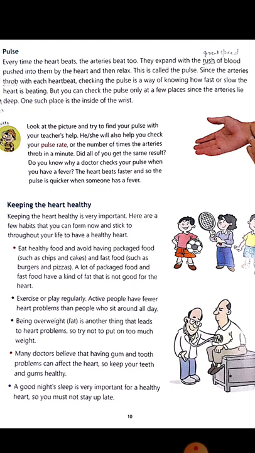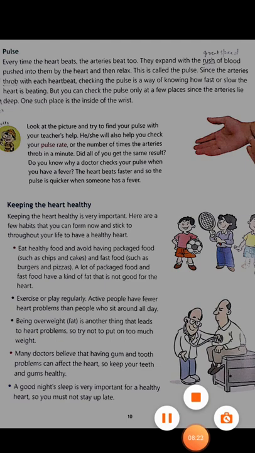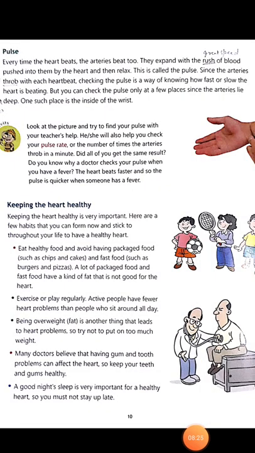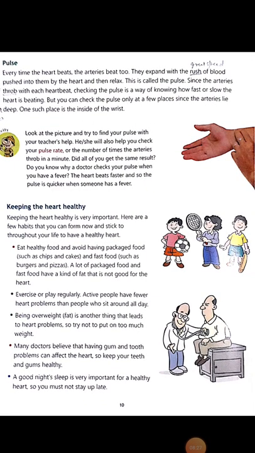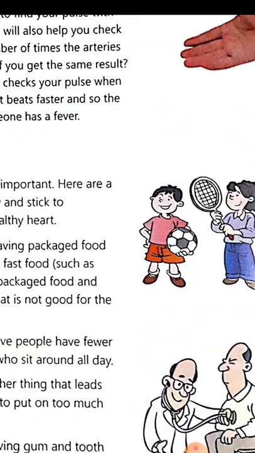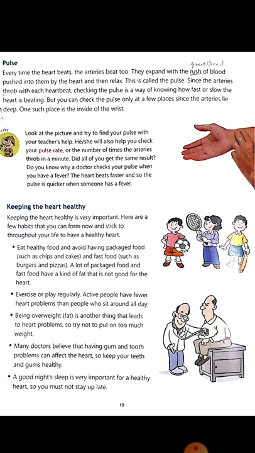Throb means to make strong regular movements or noises. Checking the pulse is a way of knowing how fast or how slow the heart is beating. You can check the pulse rate at a place inside the wrist. The doctor will check it with the help of the wrist.